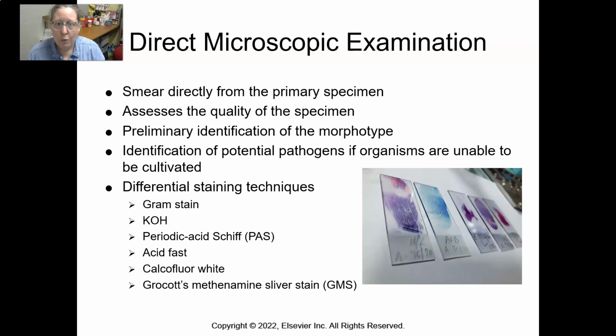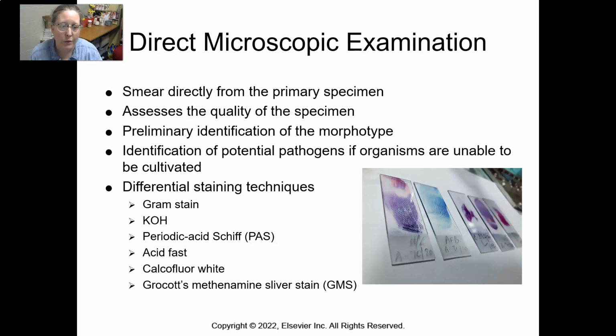And then we can often do in the lab a direct microscopic examination straight from the swab, straight from the sputum, from the specimen that was sent. That helps us see if it was a good quality specimen. It can give you some preliminary results of the morphotype, meaning there's some gram-positive cocci in there, or some gram-negative rods, or we see some gram-negative diplococci, or something like that.